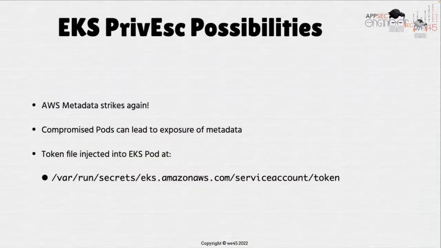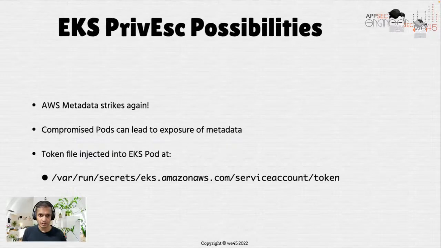So AWS metadata is a huge class of attacks that can happen on a typical AWS infrastructure. And typically speaking, a compromised pod can lead to the exposure of metadata, because your pod is going to be within your Kubernetes cluster, and from the pod you're going to be able to gain access to either the service account token or to the metadata URL. And using both of these things, you can leverage them to escalate privileges within AWS.